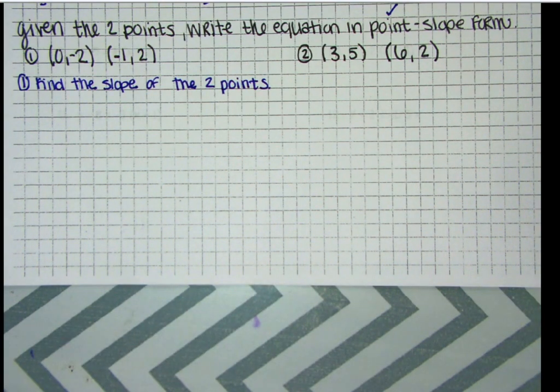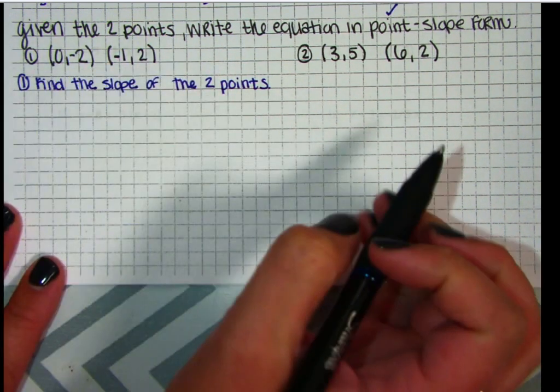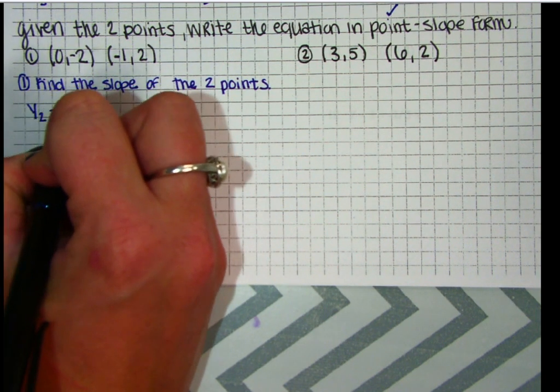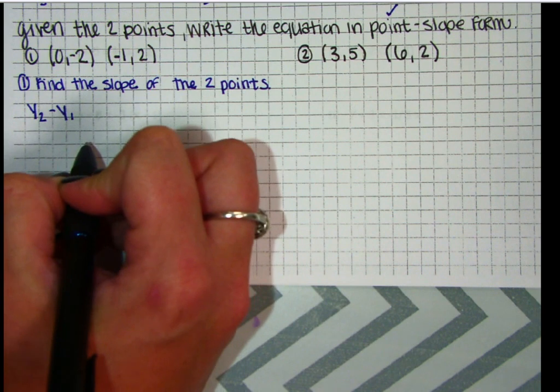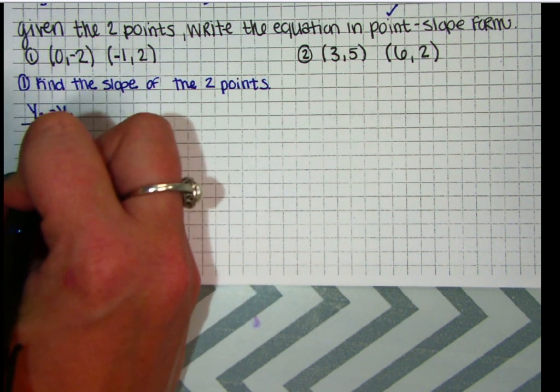What is my slope equation? It's got y1 in it. Y2 is first, then what? There you go. Where do I put the x2 and x1? On the bottom. Good. We're going to make a fraction. x2 minus x1.